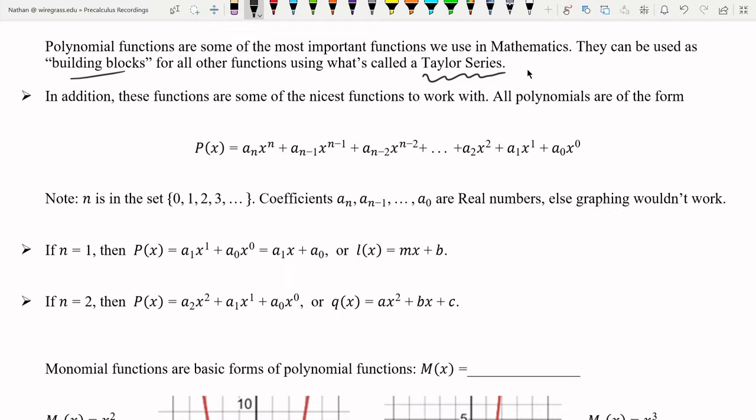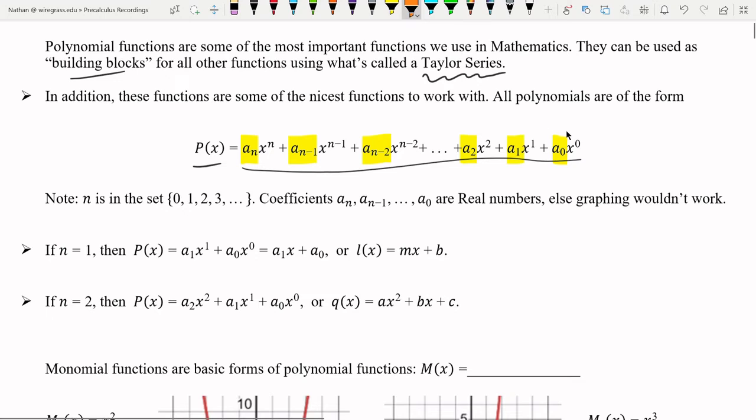In addition to these functions being building blocks, they're also some of the nicest functions to work with because of how they behave. All polynomials are in this form. Of course, capital P for polynomial, and then we have some statement here. Now, these coefficients, as they're called, a_{n-1}, a_{n-2}, all the way on down to a2, a1, a0, are just going to be real numbers. They're not going to be complex numbers. If they were, we could not graph them, and we want to graph them.